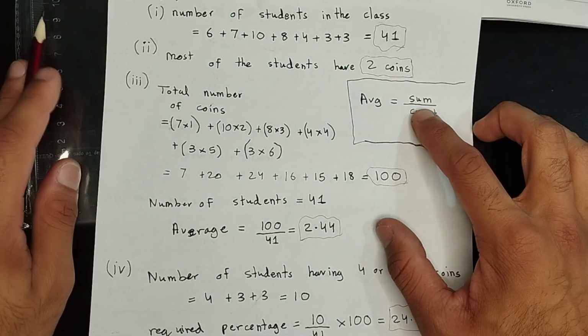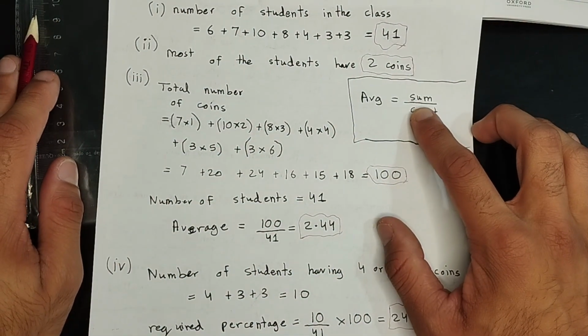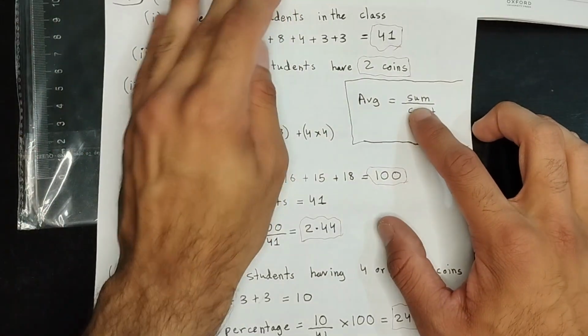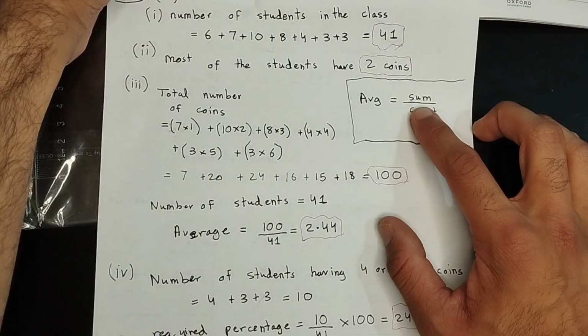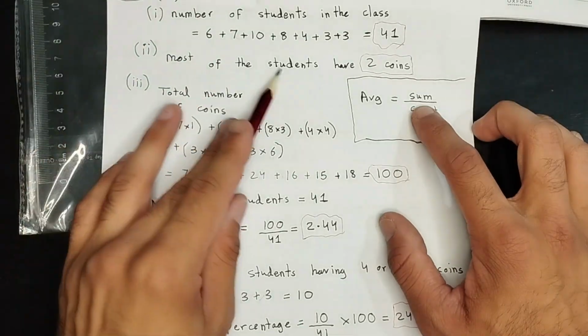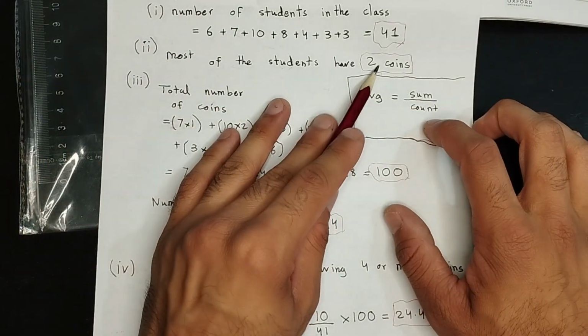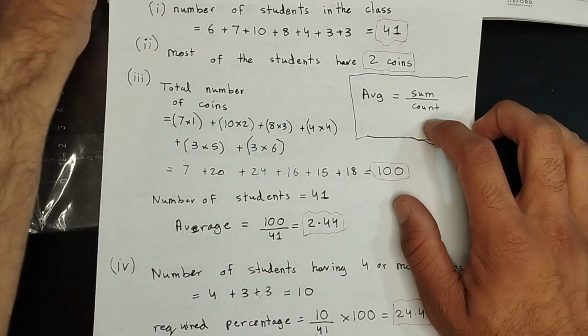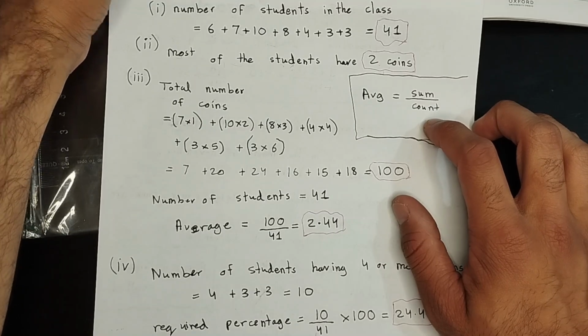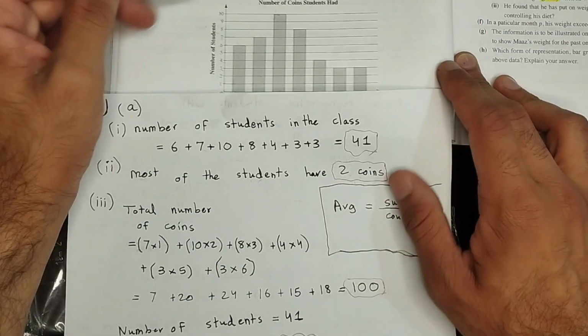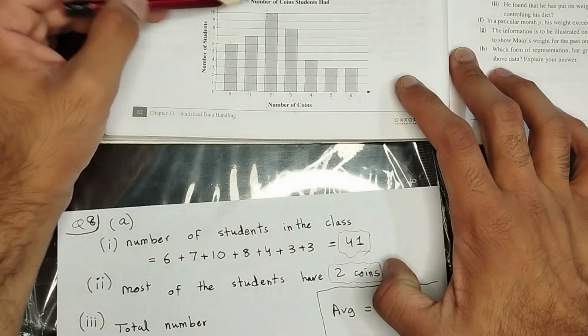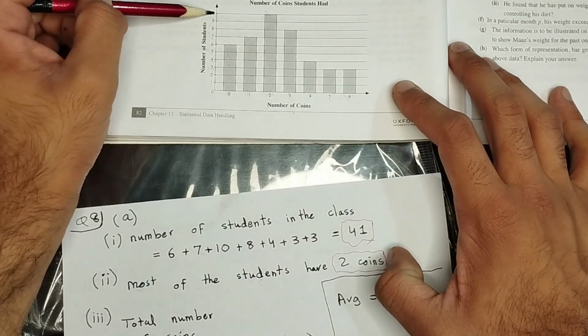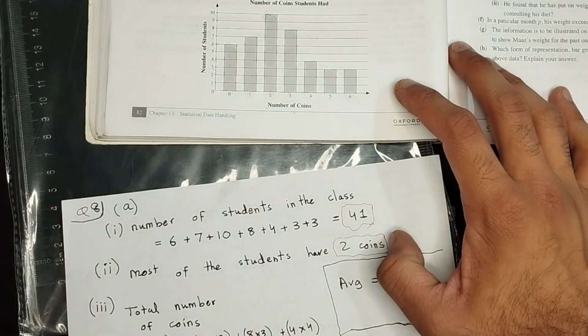Then the second question asks us the number of coins that most students have. It's simple. You can just take a look at the largest bar. It's this one, and that's with 2. So most of the students in the class had 2 coins. Almost 10 students in the class had 2 coins, right? You can see in the graph we have 10 students. We have the largest bar and 10 students who have 2 coins with them, right?